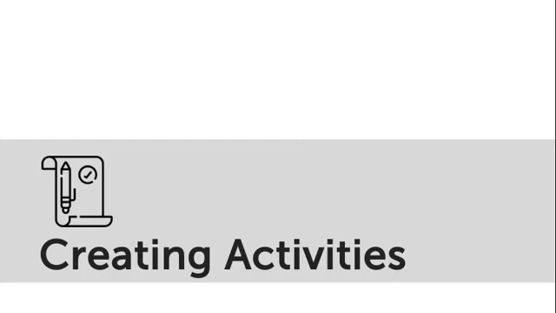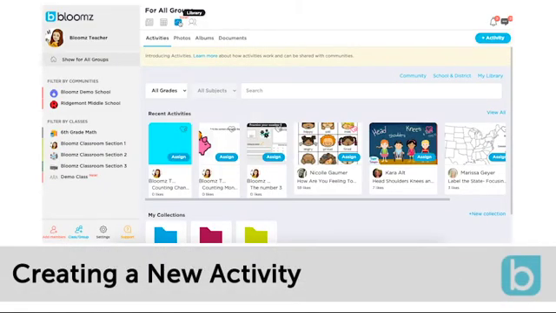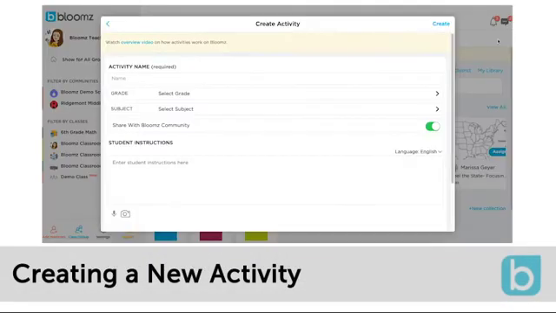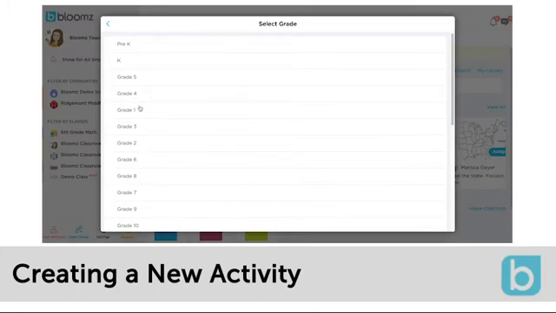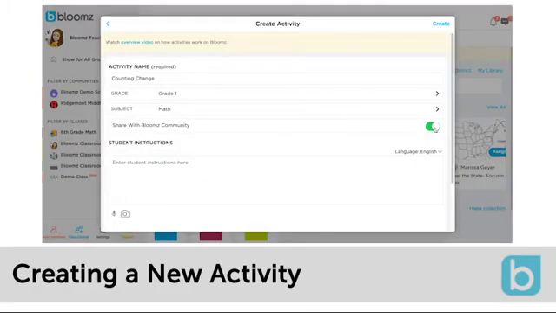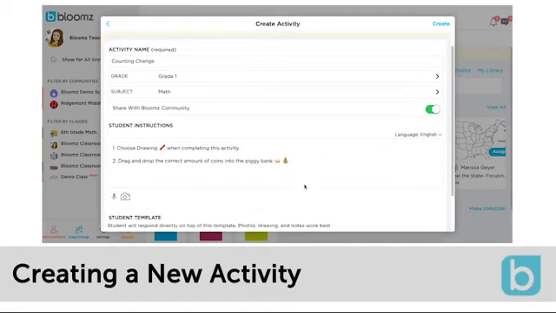To create a new activity in your library, click the library icon and plus or plus activity. Enter an activity name, select a grade, and a subject from the list. You can toggle on or off the option to share this activity with the Bloomz community library. Enter in student instructions. Be as specific as possible with these instructions to help your students out.